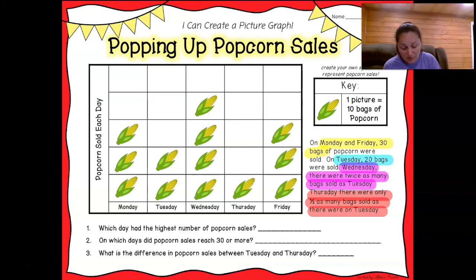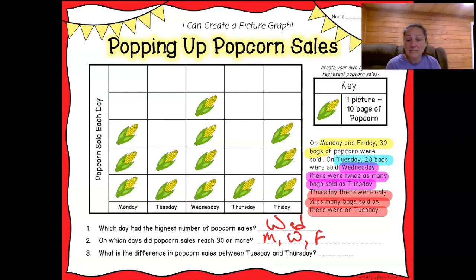And then it says for our questions, which day had the highest number of popcorn sales? And I can look right at that and see which one's the highest up on the chart, and that would be Wednesday. Then it says, on which days did popcorn sales reach 30 or more? So 30 or more. So 30 counts. So looking at this, I'd have to have 3 or more. So I can see that it did on Monday. I can see that it did on Wednesday. I can see that it did on Friday.